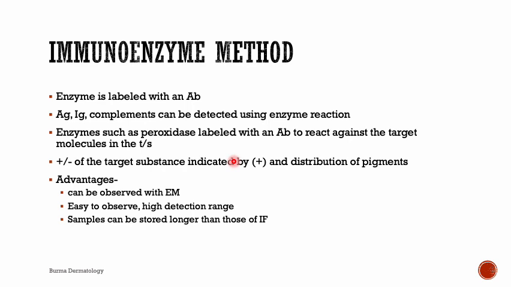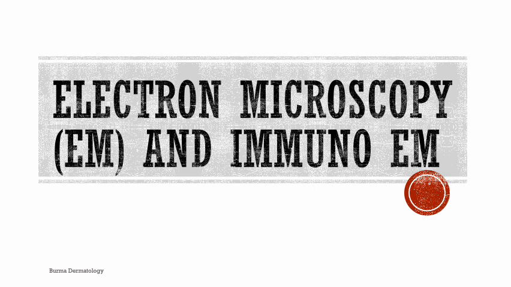In the immunoenzyme method, the reaction can be observed with the electron microscope, with which we can detect very small structures at higher magnification. It is easy to observe, has a high detection rate, and the samples can be stored longer than the samples of immunofluorescence. Now I would like to talk a little more about the additional topics of electron microscopy and immunoelectron microscopy.